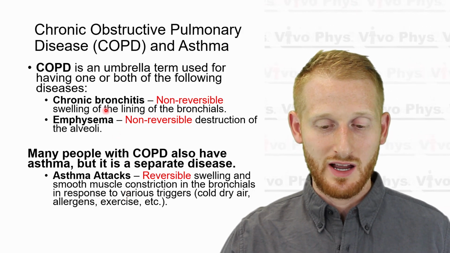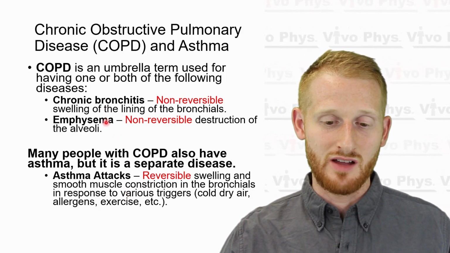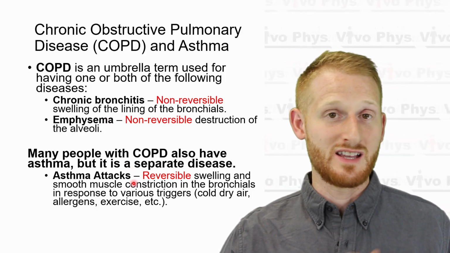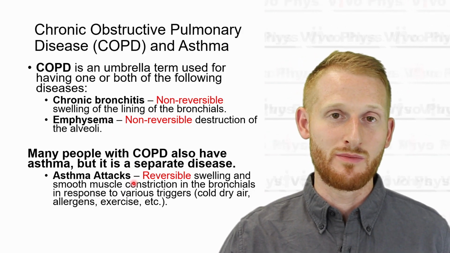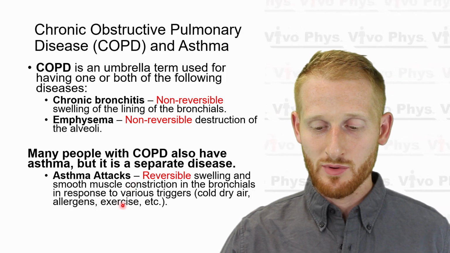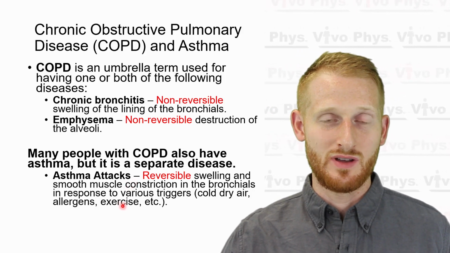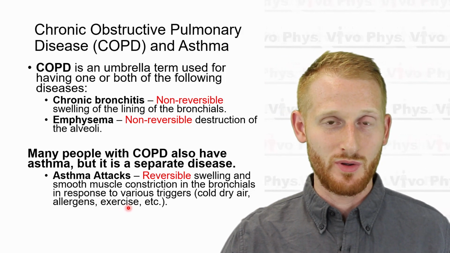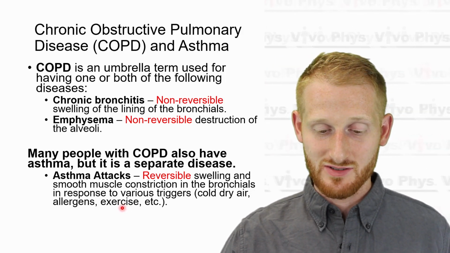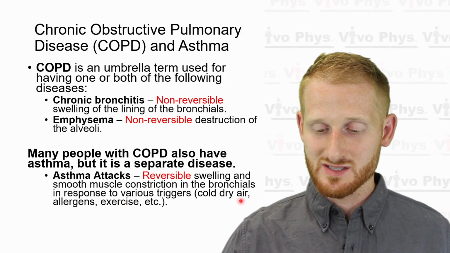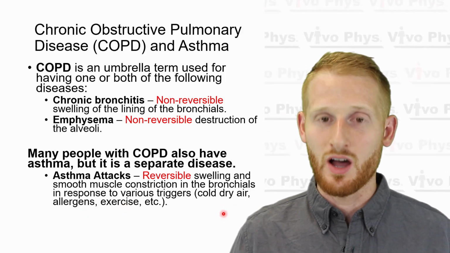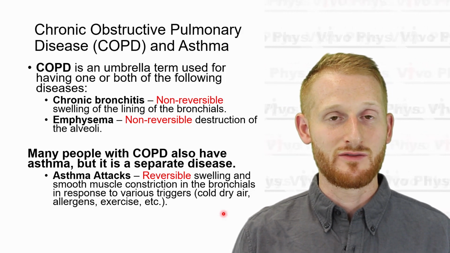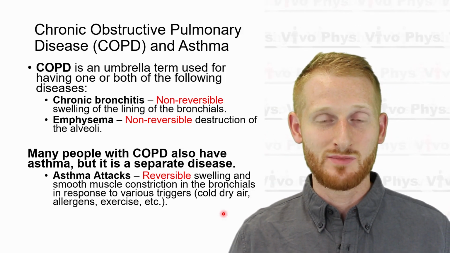Again, chronic bronchitis and emphysema, which are the two conditions underneath COPD, are non-reversible. Asthma or asthma attacks is reversible with medication. Most people who get asthma, it's going to be brought on by something that's a trigger. Okay, so oftentimes exercise is a trigger, but also allergens and cold air can be triggers. They're very common triggers.